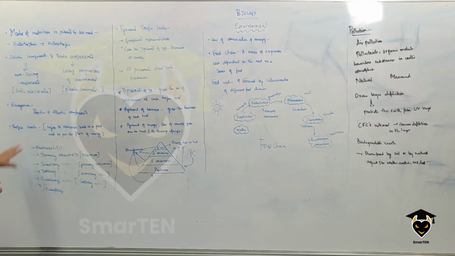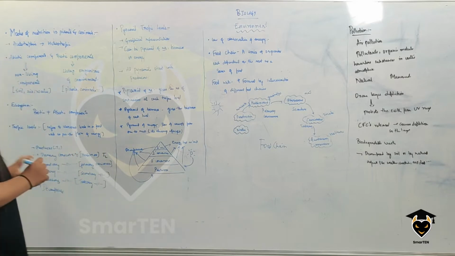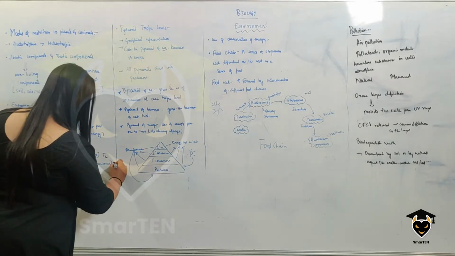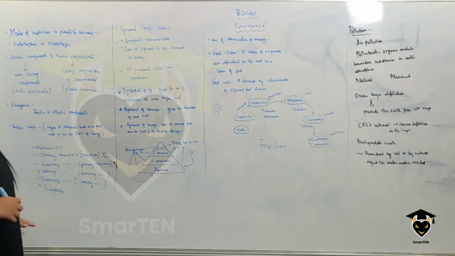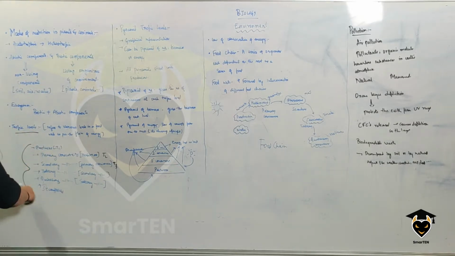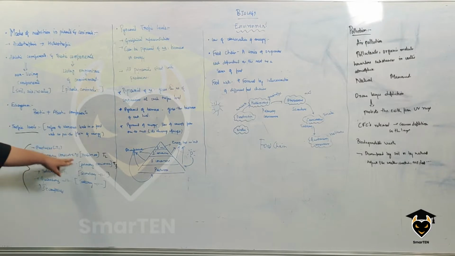In that you have producers, which is T1, primary consumers, T2, then secondary consumers, T3, then tertiary consumers, T4, then quaternary consumers, T5, and then decomposers. Again, I'll repeat: your trophic levels have producers, which is T1, then primary consumers, which are herbivores, secondary consumers, tertiary consumers, and quaternary consumers, and lastly decomposers. These are the components of a trophic level.